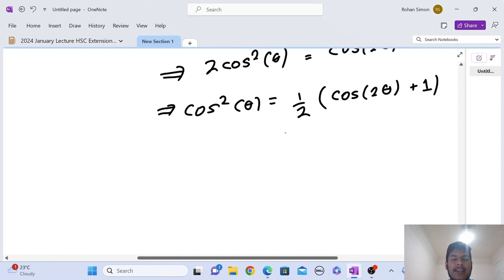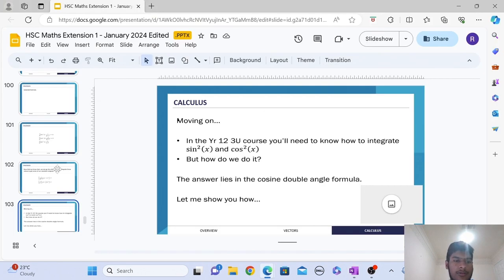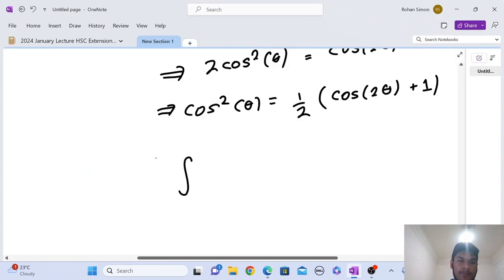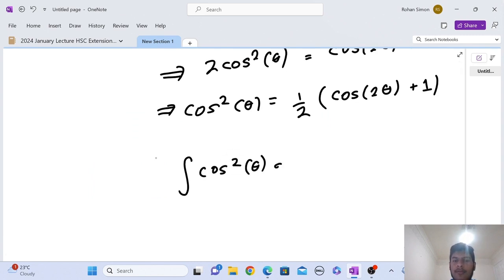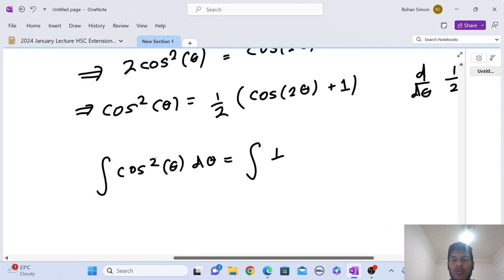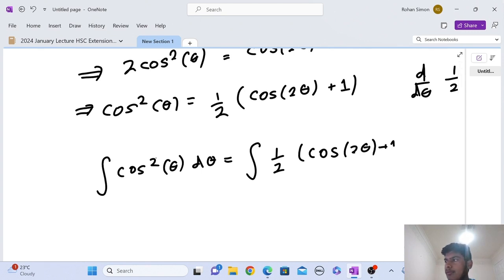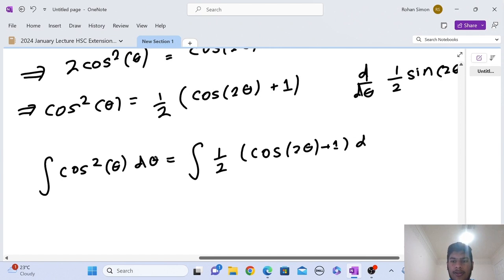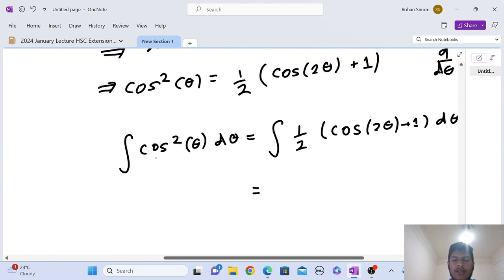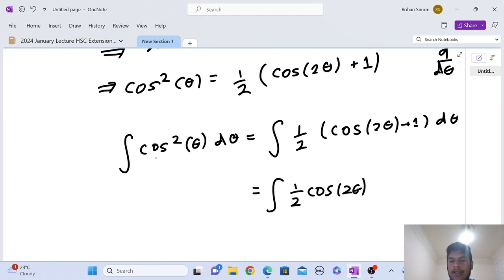So then, in this case, if we want to integrate cos squared theta, we can make our lives so much easier by expressing it in terms of what we showed before. The integral of 1/2 (cos 2 theta plus 1) d theta. Half cos 2 theta is just going to be that. And then I'm going to leave it as plus 1/2 here.